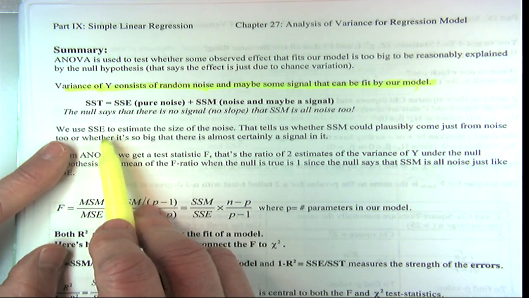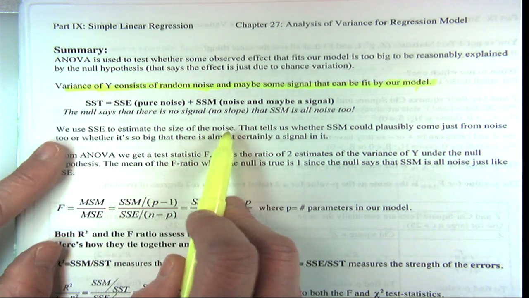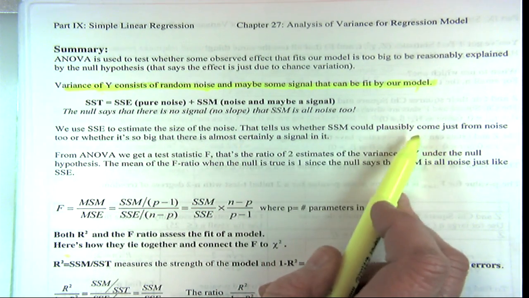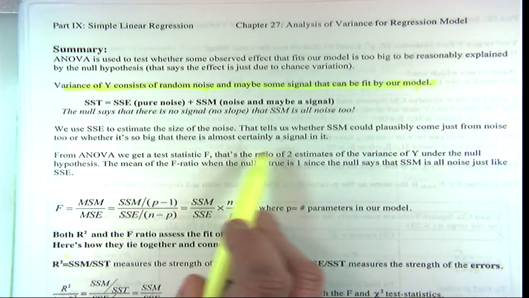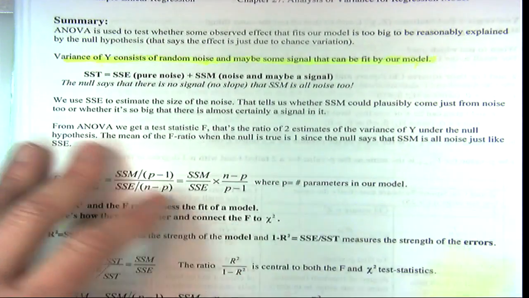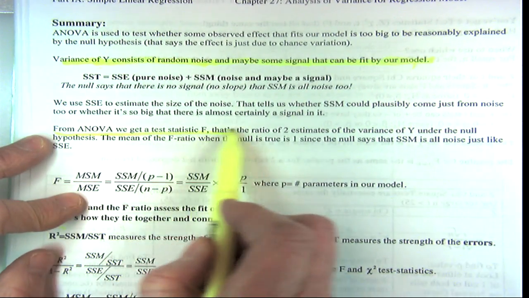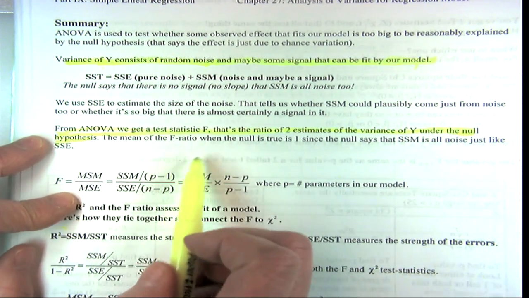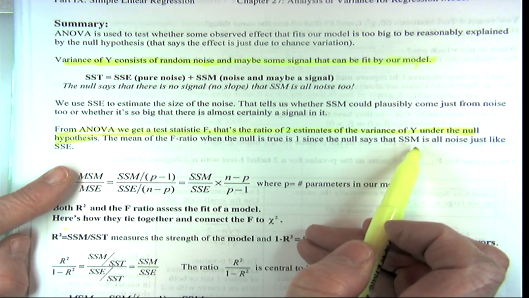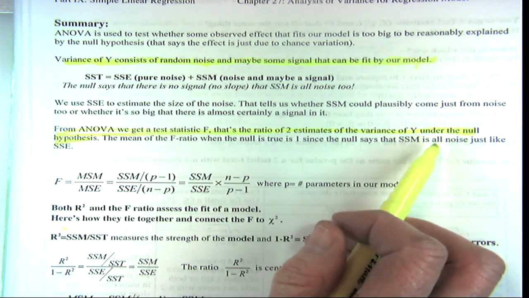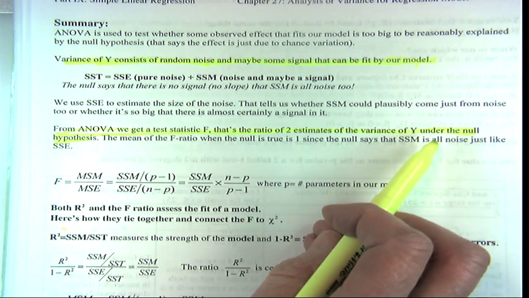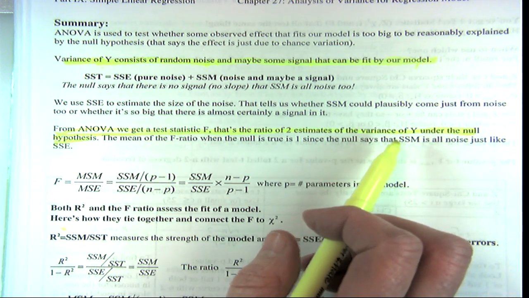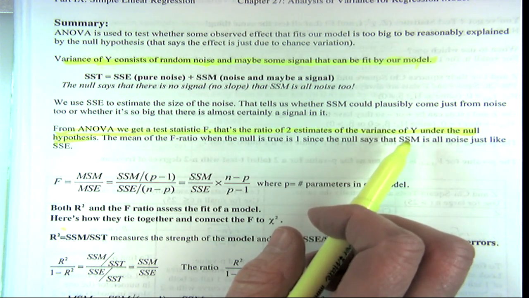We're using the sum of squares error to estimate the size of the noise. This tells us whether SSM could plausibly just come from noise or whether it's too big, and there's almost certainly a signal to it. From the ANOVA, we get this test statistic that's the ratio of two estimates of the variance of y under the null hypothesis, because under the null hypothesis, SSM is all noise too. So they're just two different estimates of the variance of y, and they should be the same when the null's true. When the null's not true, you're going to get a lot more.